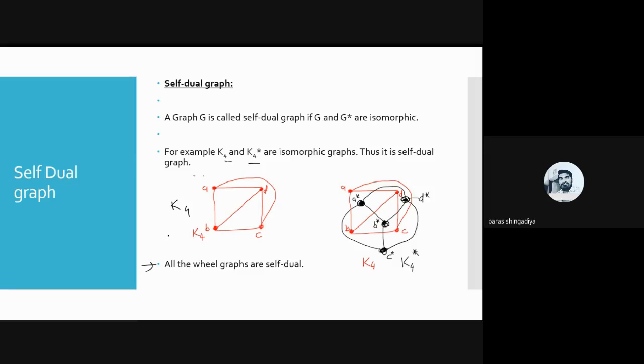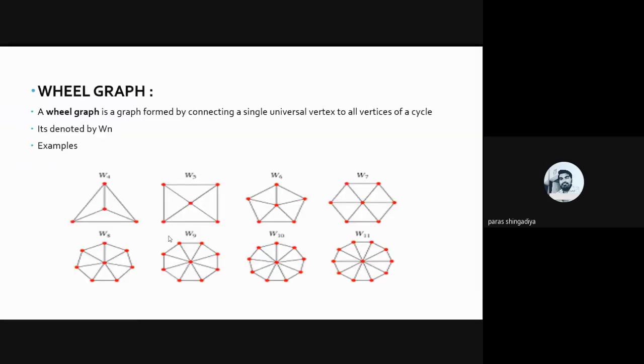तो wheel graph क्या है? So wheel graph means it is a graph formed by connecting a single universal vertex to all vertices of a cycle. What does it mean? Okay, it is denoted by Wn and if we create a W4 graph, first 4 vertices you have to consider in W4. So take one vertex to the inside and place these three vertices on the boundary. ठीक है, and create one cycle on the boundary.